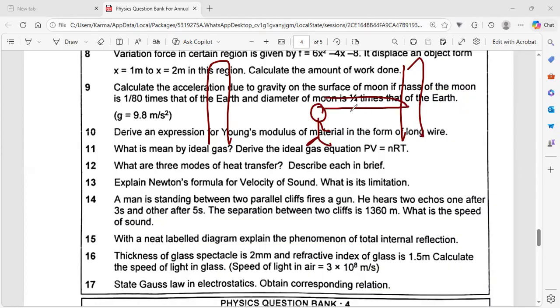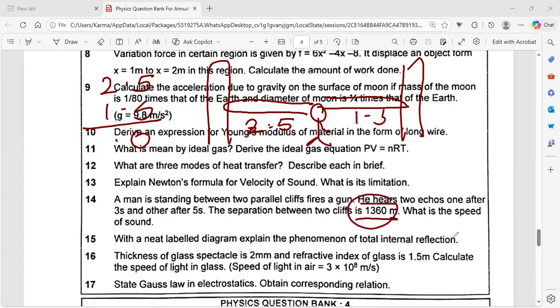The 3 second echo needs 1.5 seconds to reach there, and the 5 second echo needs 2.5. So the net time for which the sound travels between both of the disturbances is 2.5 plus 1.5, which is 4 seconds. So 4 into time, what distance? 360. 360 into 4. We're going to find the distance between them.